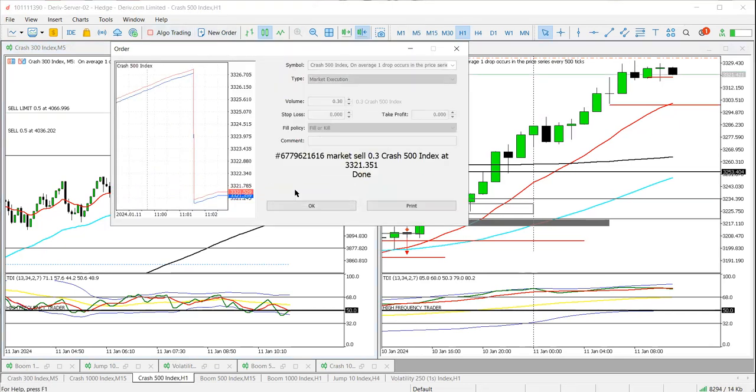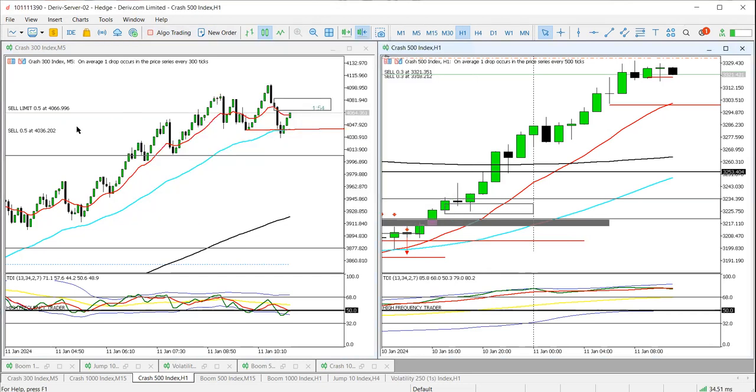So, top of the chart, you see I've got sells on C500. I've got a sell on C300. So, the one on C300, looking at this setup, I'm looking for a potential baseline bounce to confirm my sell actually. So you see I've got a sell limit which is about to activate here.